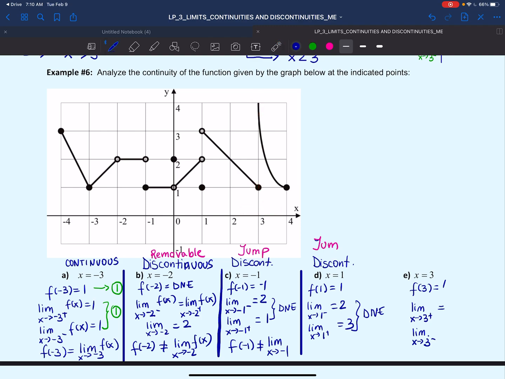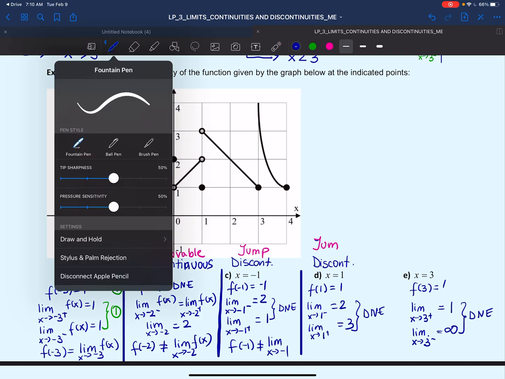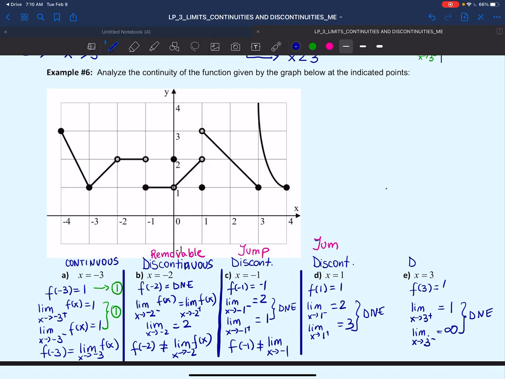Whenever we see infinity for one of the limits, we have a non-existent limit. One side is 1, the other infinity, so the sides don't agree. The limit doesn't exist. And whenever we see infinity in a limit, we have an infinite discontinuity. So, discontinuous, obviously, and the type of discontinuity is infinite.